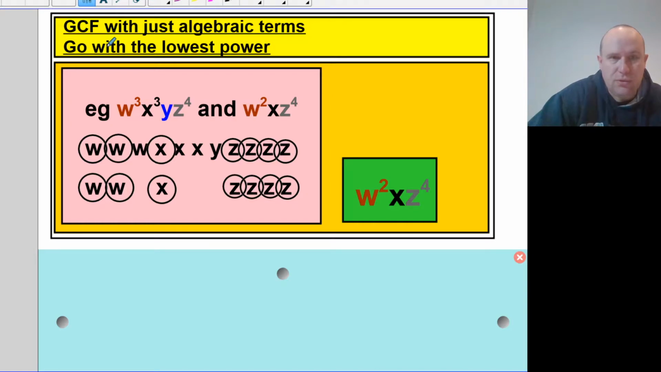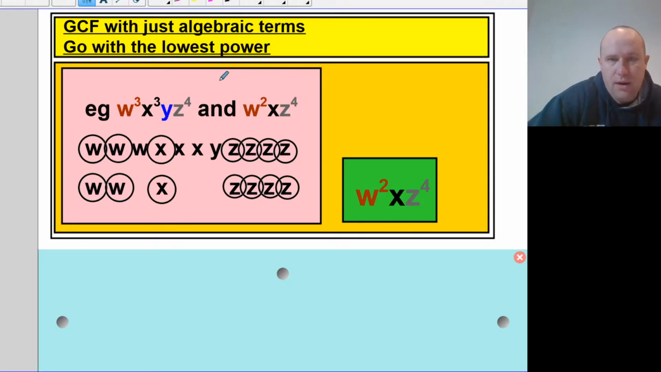You can just go with this rule. Go with the lowest power. So if we have 3 here and 2 here, then I'm only going to be able to circle 2, because I won't have a third one. So if I look at the letters here, I can see that 2 is smaller than 3, so I go with 2. 3 and 1, so I go with x to the 1.